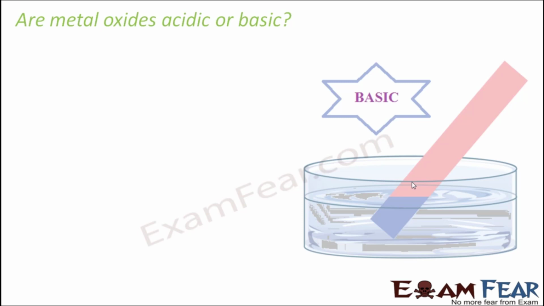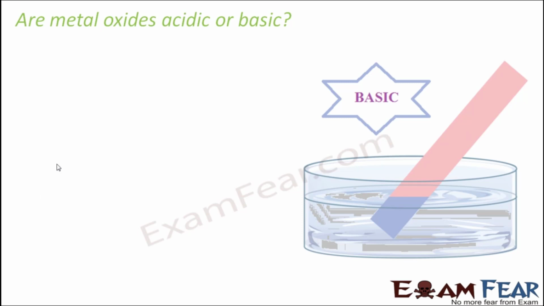Now acids and bases are defined by their pH value. How do we test whether a particular substance is acidic in nature or basic in nature? We will follow the simple litmus test. You remember the litmus test? What happens in the litmus test? We have a litmus paper like this. There are two types of litmus paper available. One is called red litmus, the other is called blue litmus.